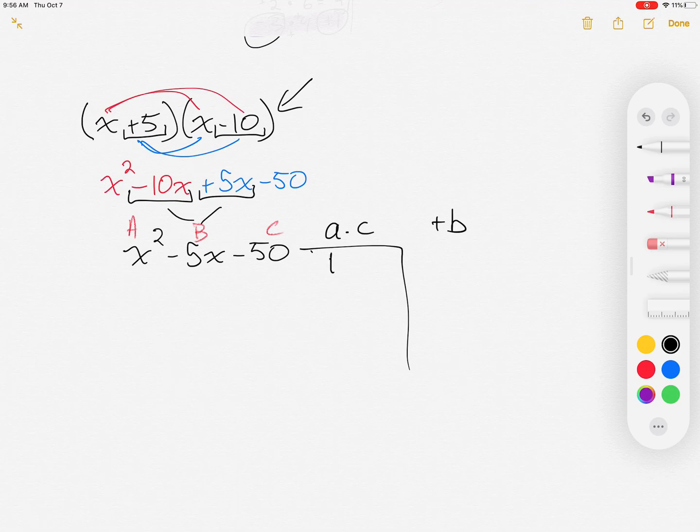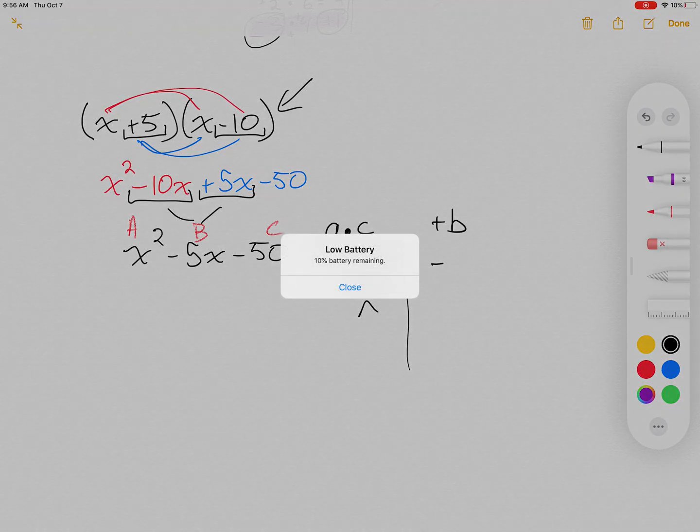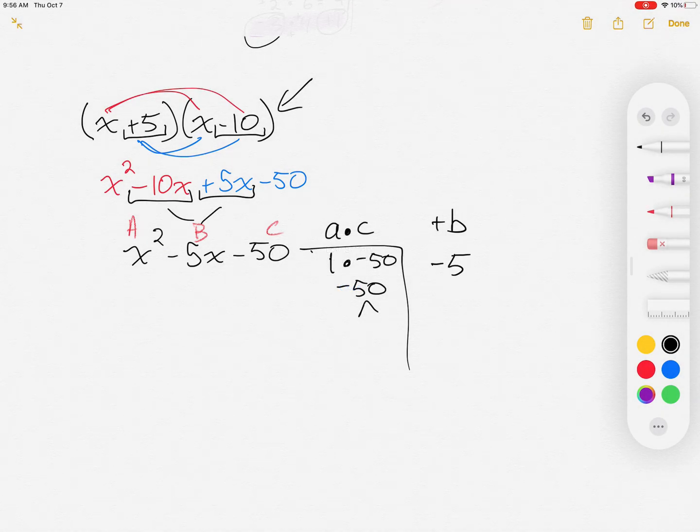So a is going to be 1. My c is negative 50. 1 times negative 50 is negative 50. This is the number I'm going to be working with. So this is what I have to find: 2 factors of negative 50 that add up to negative 5. Okay. Now here's another one. What are the ways that I can actually make a negative number when I'm adding? I could have a negative plus a negative.